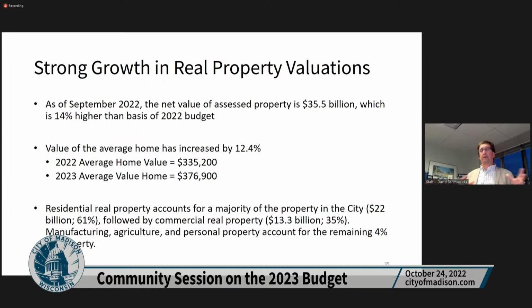And when we look at overall property value in the city and how it's allocated by type, again, more than a majority is associated with residential property value. Commercial property value is a little over a third, and much of that is tied to multifamily buildings, apartment buildings, so also related to residential. And then manufacturing, agricultural, and personal property are a very small share of the city's tax base.